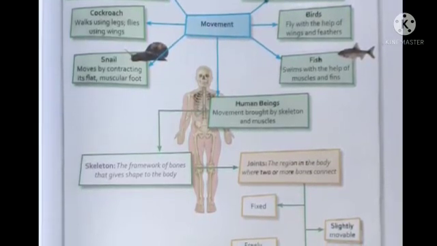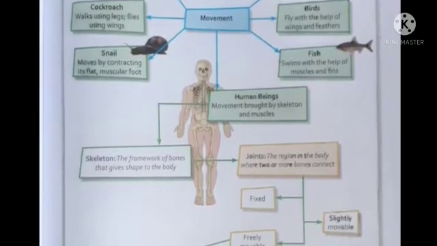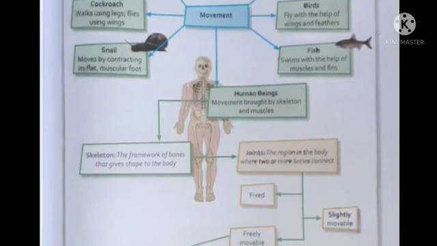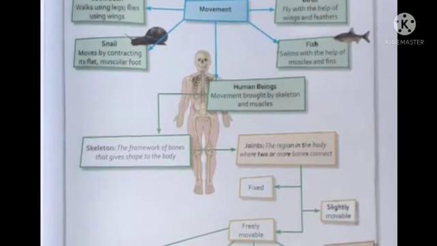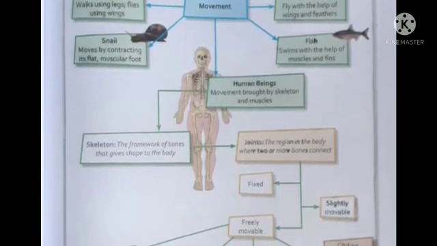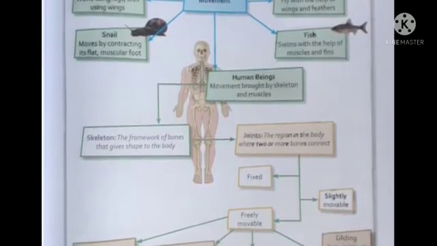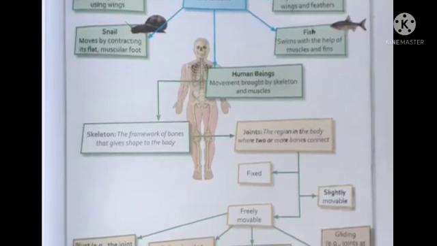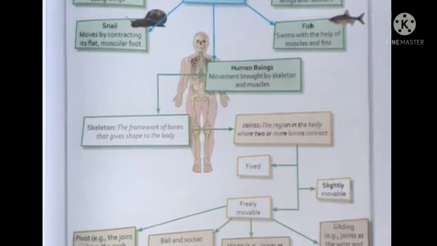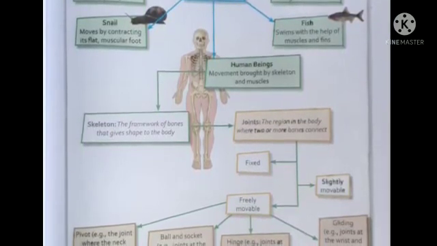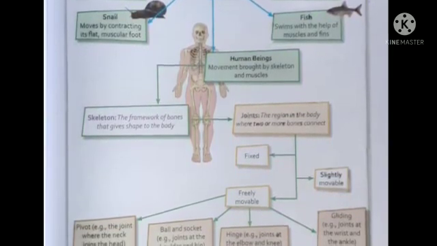Now the next which we have discussed is human beings. So human beings move with the help of the skeleton and the muscles. Now what is a skeleton? So skeleton is a framework of bones which gives shape to the body, and the place where two or more bones connect to each other is known as a joint. Now the joint can be of three types. The first one is fixed, in which our joint cannot move. The second one is slightly movable, in which our joint can move very slightly. And the third one is freely movable, in which our joints can move freely.